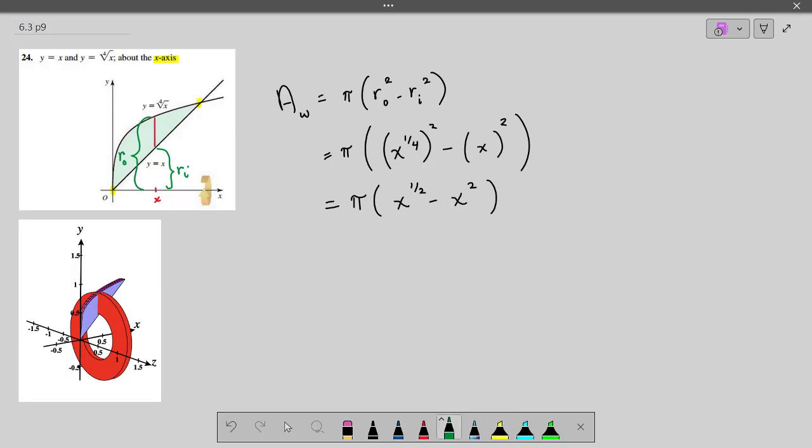To find that intersection point, we set the curves equal to each other. So we'll set x equal to x to the 1/4.